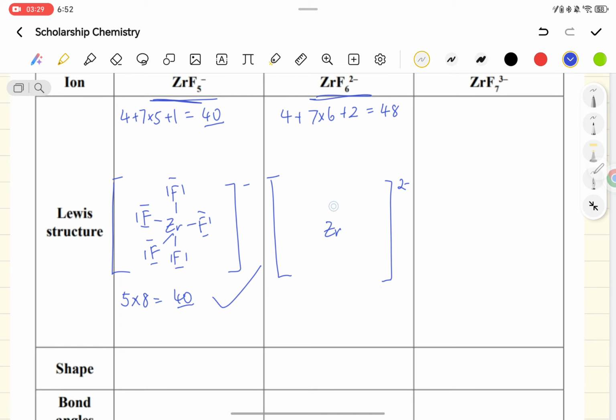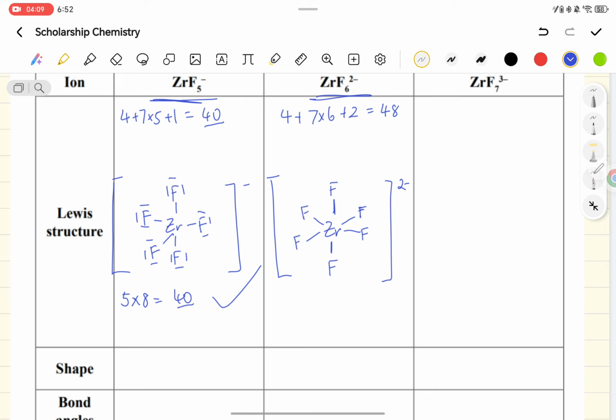And let's draw our structure. As we step into scholarship, it is important that we learn the axial position and equatorial position. The axial positions are the two above and below the Zr, and the equatorial positions are in the same plane as Zr. That's like the Earth's equator, it goes around the Zr horizontally. We'll look at the axial and equatorial positions later on.